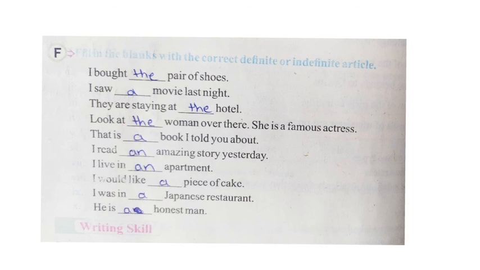She's a famous actress. That is the book I told you about. I read an amazing story yesterday. I live in an apartment. I would like a piece of cake. I was in a Japanese restaurant. He is an honest man.